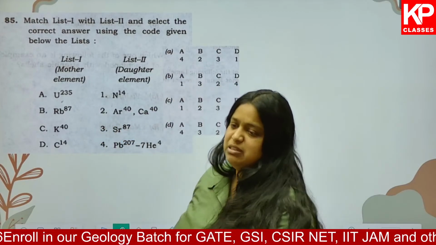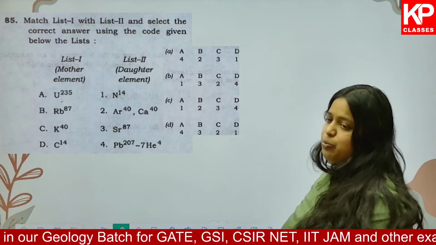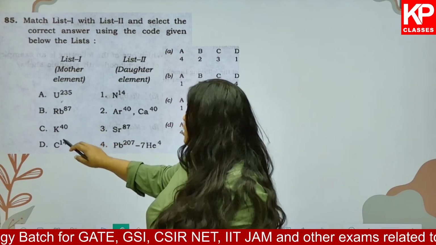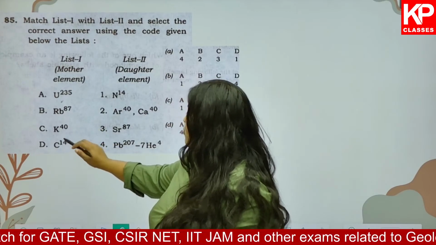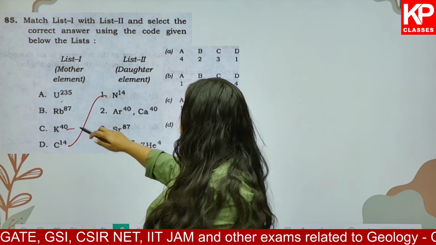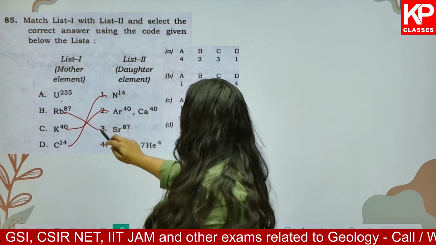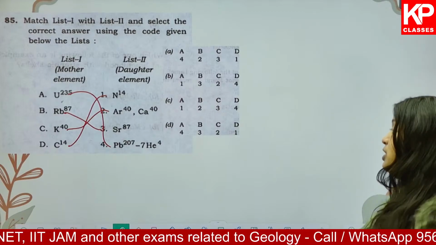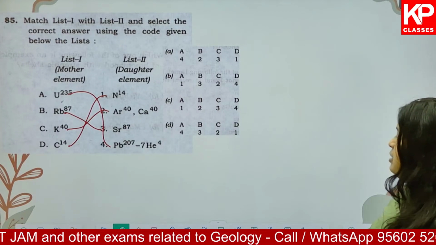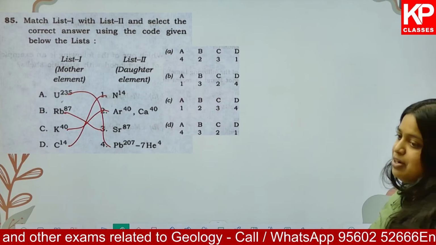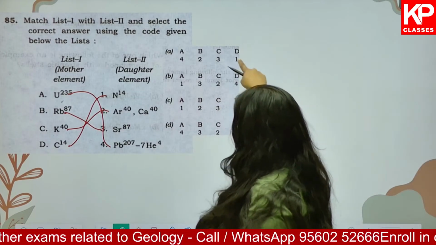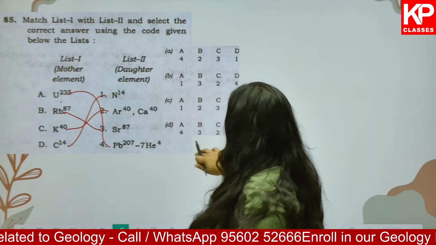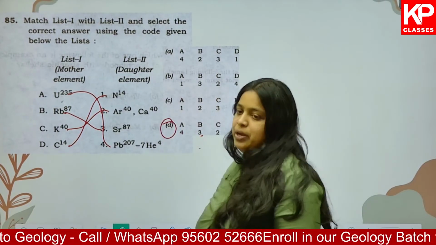This is a very easy question. How will you understand the answer? Uranium 235, rubidium 87, potassium 40, carbon 14. Carbon 14 decays to nitrogen, potassium 40 to argon and calcium, rubidium 87 to strontium 87, and uranium 235 to lead 207 with alpha decay. So the option will be A 4, B 3, C 2. The answer will be D.